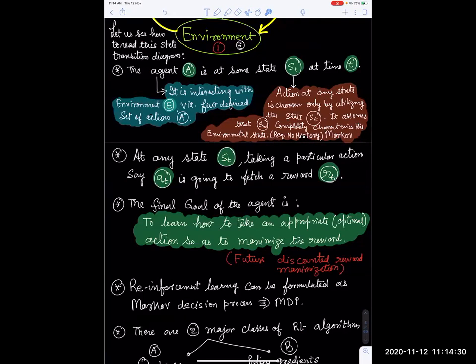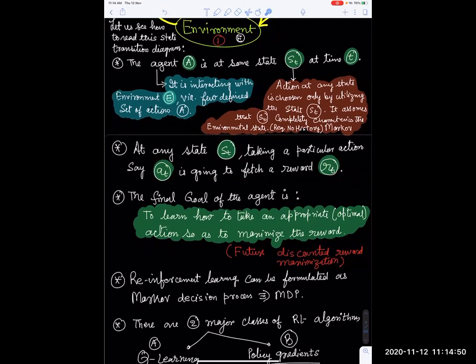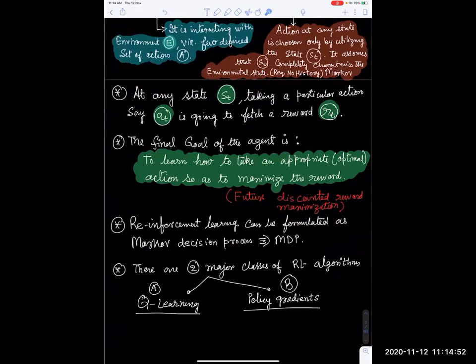Only the current state of the agent is sufficient to tell what is going to be the next action, as well as what is going to be the next state. Now at any state ST, taking a particular action AT is going to fetch you a reward. So there is some reward function depending upon your environment, and you are going to get that reward.